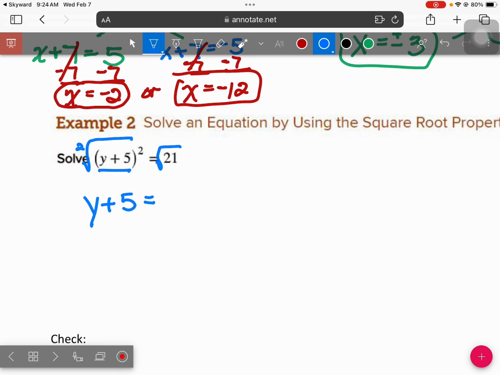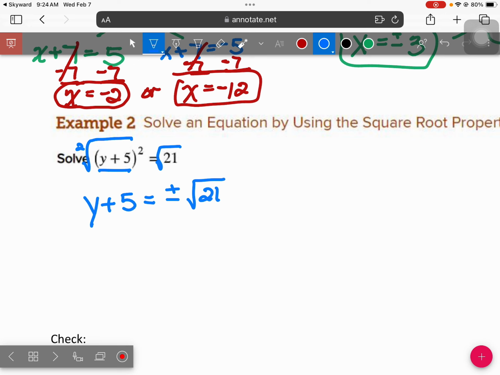So we are going to have to leave this as plus or minus the square root of 21. Now, I know when it comes to square roots, I'm still like it myself. I don't even know what the square root of 21 is. I have no idea. But I know 4 times 4 is 16, which is smaller than 21, and 5 times 5 is 25.